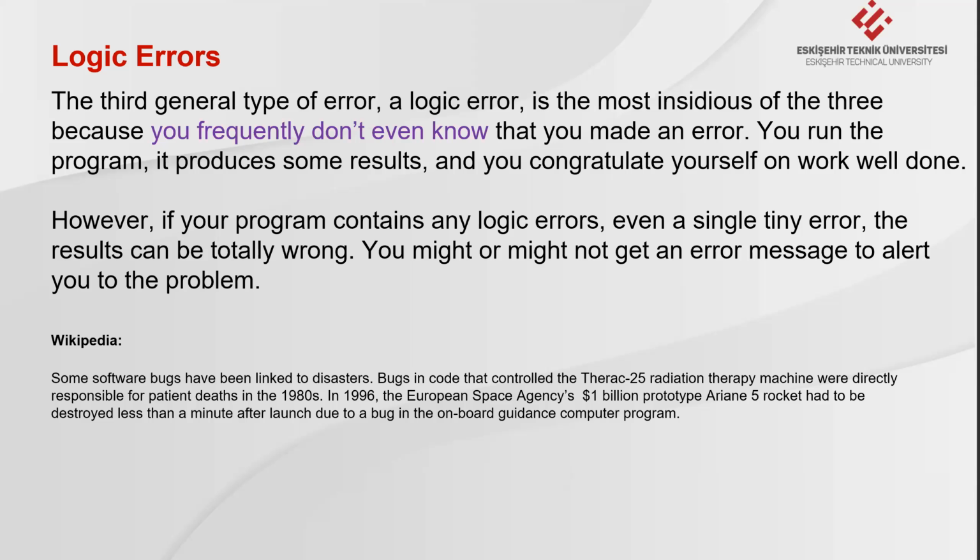So from Wikipedia, I have two examples for it. Some software bugs have been linked to disasters. Bugs in code that controls the radiation therapy machine were directly responsible for patient deaths in the 1980s. Maybe they calculated the radiation value wrongly because of some error. So it was responsible for the patients' deaths.